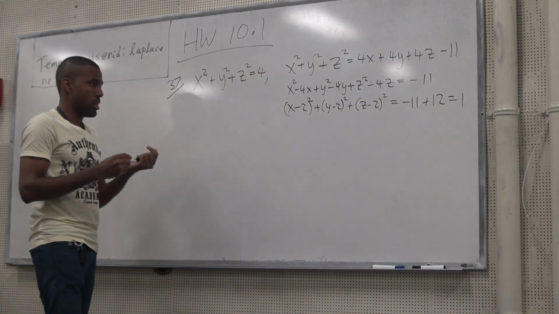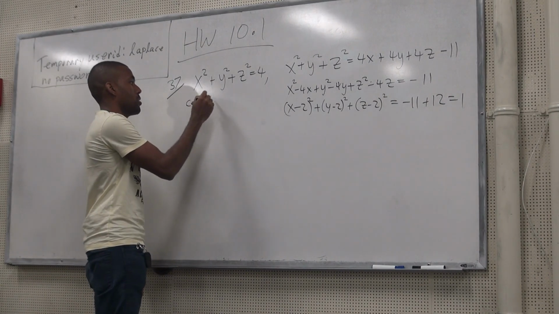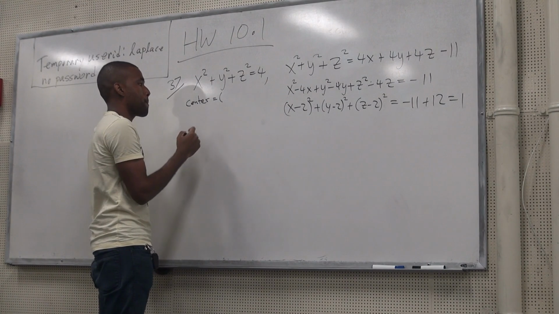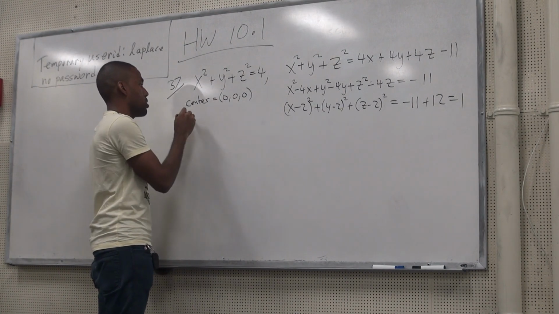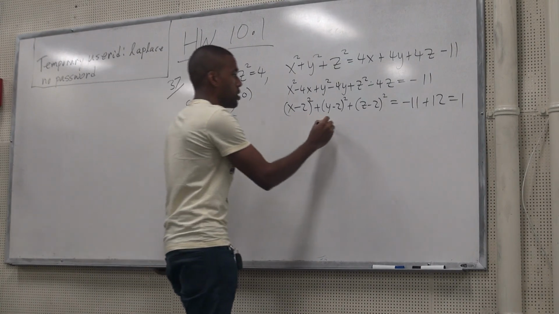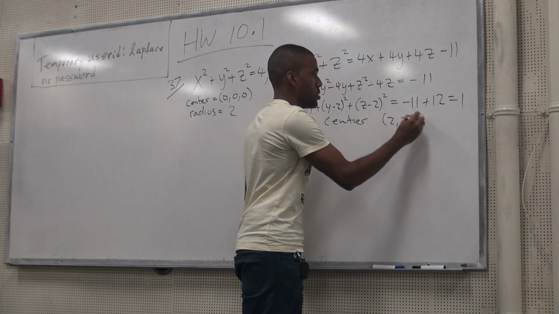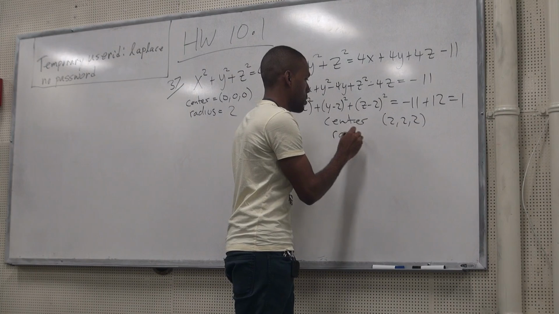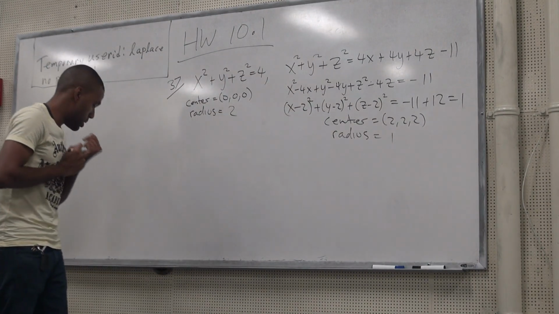Okay, so now that you know that, we know here the center is what? The origin. And the radius is 2. Here, the center is (2, 2, 2), and the radius is 1. Okay, so how do we find the distance between these guys?